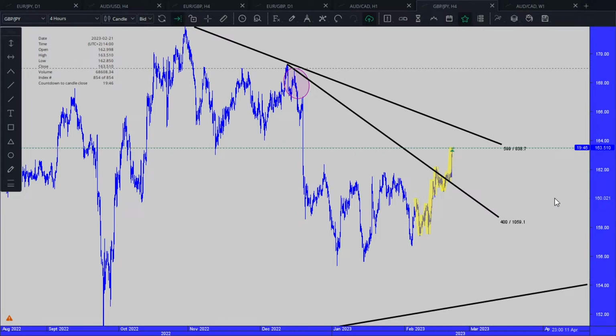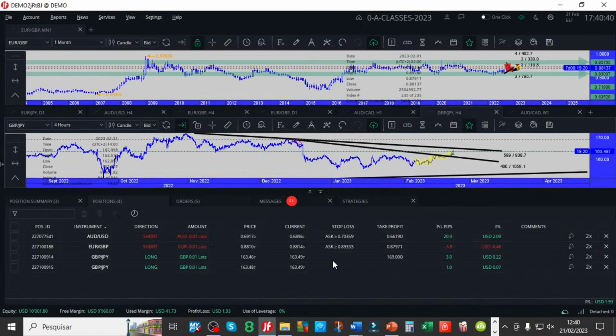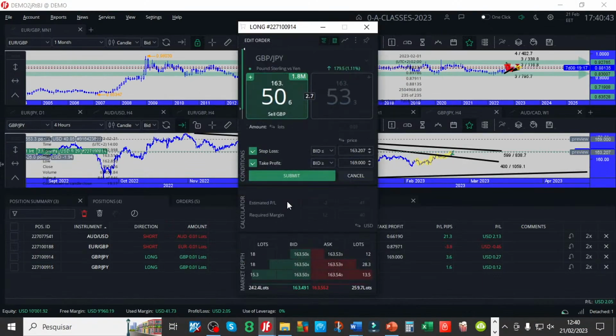Breakout of what? Everybody, breakouts are not patterns. Are we clear? A breakout is not a pattern. Okay. 160. All right, 160. Add a stop loss, 160.000, submit.